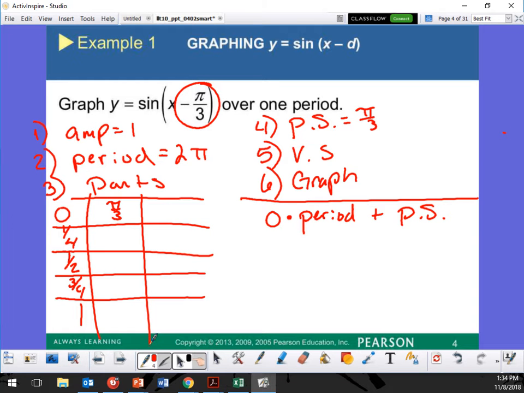All right, let's do the same thing again. So now it's going to be 1/4 times the period, which is 2 pi, plus pi over 3. Now, I can help you guys out. So, yes, we can put this in the calculator.